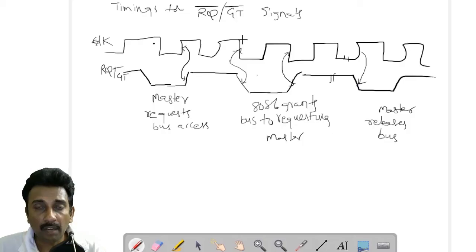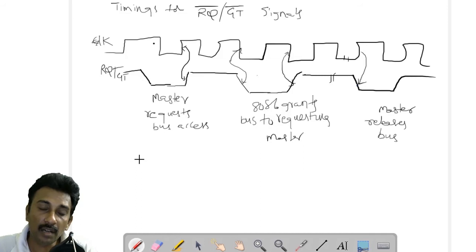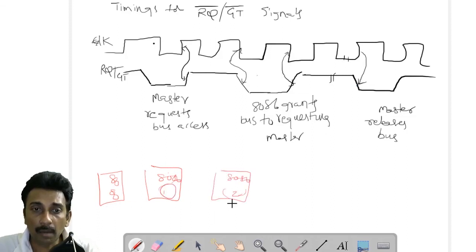Coming to the request and grant signals. HOLD and HLDA signals are generally used for the minimum mode configuration, meaning between the 8086 and the peripheral devices we are using. But request and grant signals are specifically designed for the maximum mode. That means one processor is connected to another processor, like another 8086 processor 1 and another 8086 processor 2, where maybe one is a server and the remaining processors are clients, something like that.